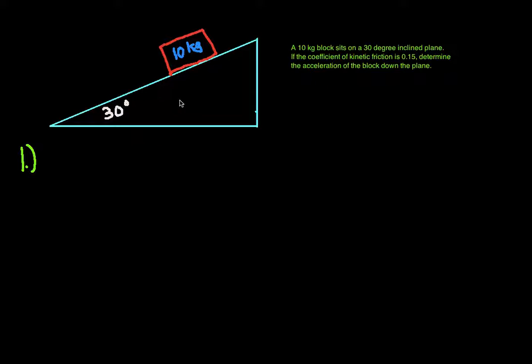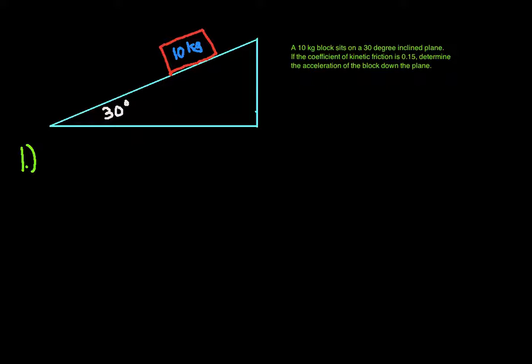So what we have here is a very common physics problem. We can see that we have a block that is sitting on a 30 degree inclined plane. It's a very common type of problem, and we're going to go over the steps to handling this, and I'll try to break it down as clearly as possible.